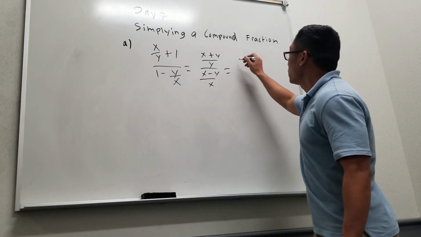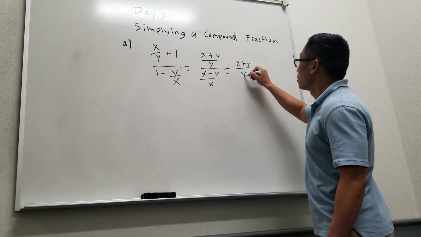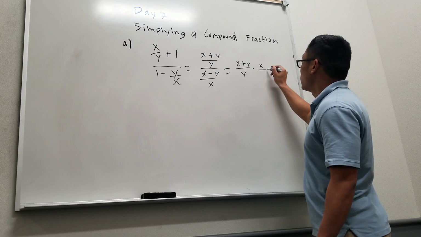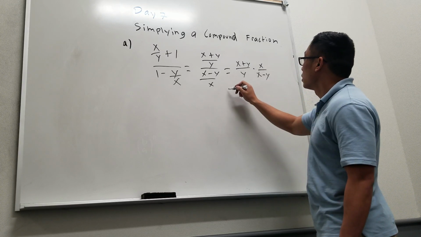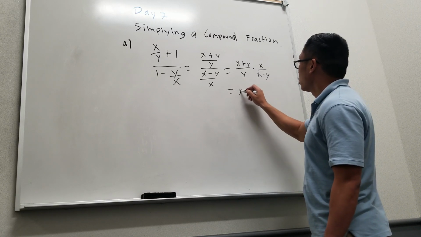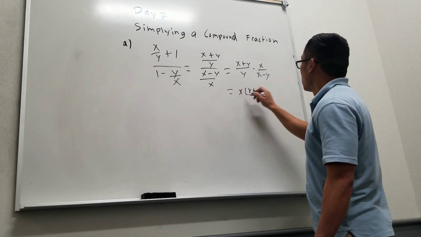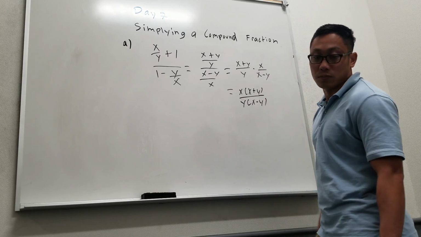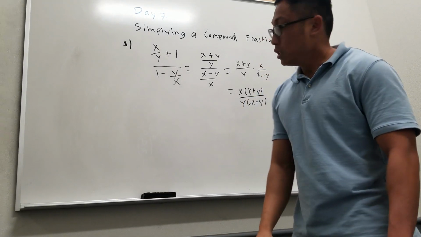Now I just gotta flip this, right? So this would be x times, and then this would be x minus y. Yes? And that's pretty much it, so you can combine them. And that's it, you're done. That's it. Finito!